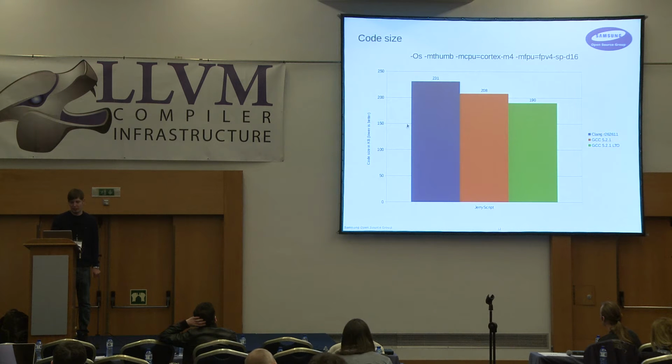The blue bar is what we get with Clang. That's 231 kilobytes. With GCC, we are at 208. So the Clang-generated binary is about 10% bigger. And then with GCC, we can also enable LTO, which brings us down below the 200 mark, down to 190. So that also helps quite a bit.